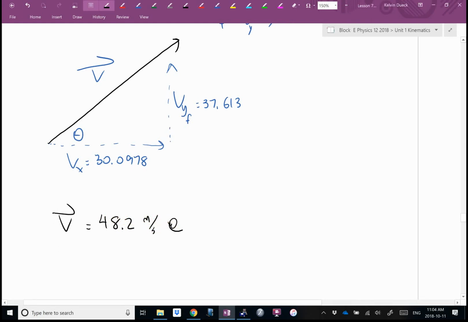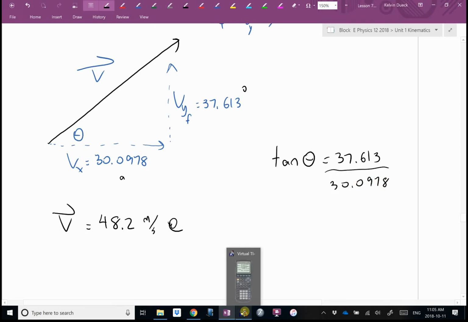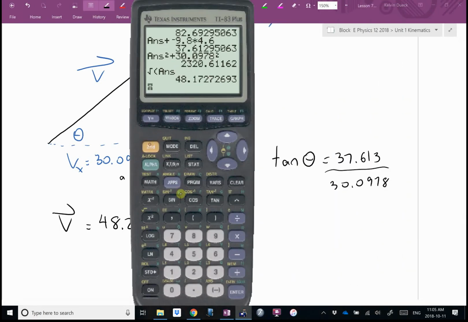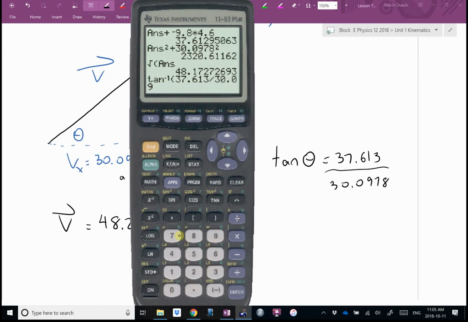at... Opposite over adjacent: tan theta equals opposite, 37.613, over adjacent, 30.0978. Shift tan of 37.613 over 30.0978. Do you get 51.3 degrees?